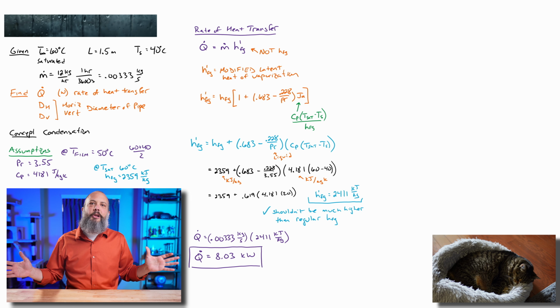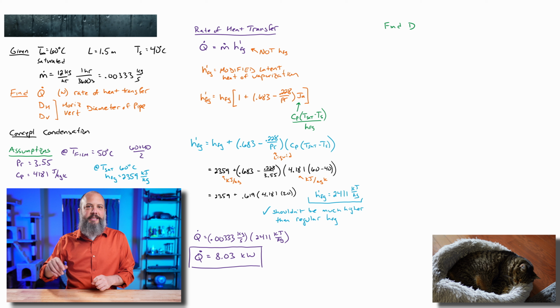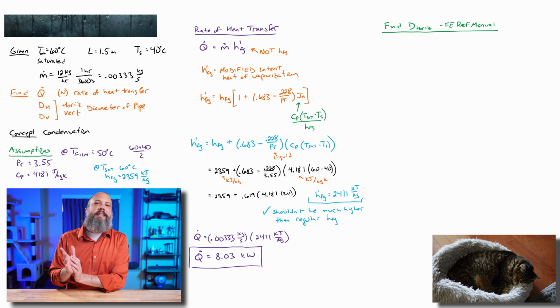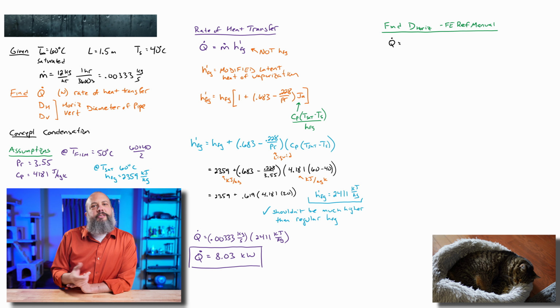So we can just use regular Newton's law of cooling. Q dot equals hA delta T, the regular convection equation. We've got Q dot. I'm putting 8,030 watts. We don't know h. Surface area.